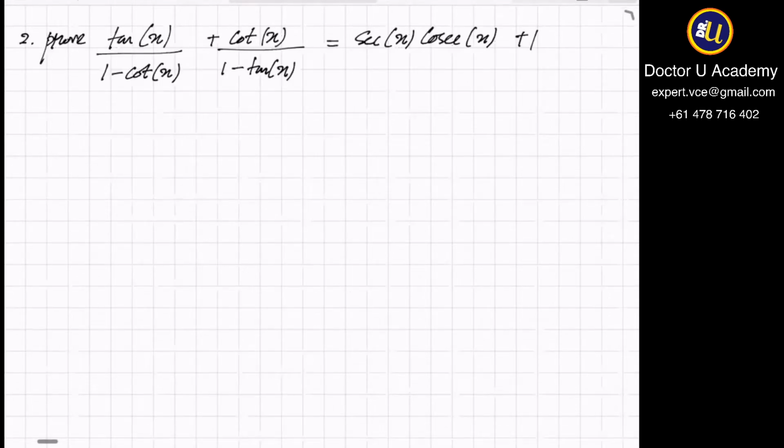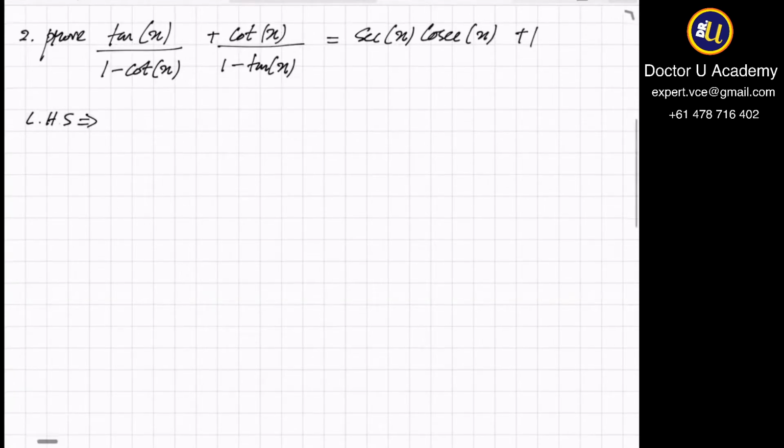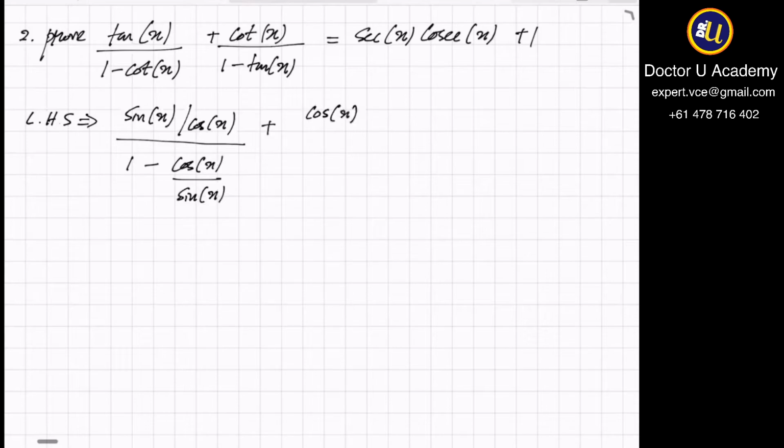So I'm going to get the left hand side. Okay, left hand side, I'm going to simplify this. Sine divided by cos, right? So sine x divided by cos x. This one 1 minus cos x divided by sine x, plus cot x means cos x divided by sine x, the whole thing 1 minus sine x divided by cos x.